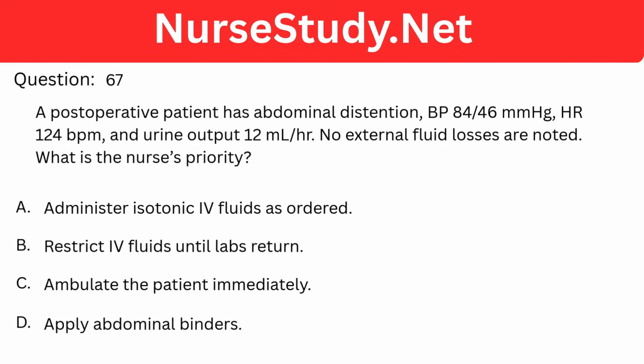Question 67. A postoperative patient has abdominal distension, blood pressure 84 over 46 millimeters of mercury, heart rate 124 beats per minute, and urine output 12 milliliters per hour. No external fluid losses are noted. What is the nurse's priority? A. Administer isotonic IV fluids as ordered. B. Restrict IV fluids until labs return. C. Ambulate the patient immediately. D. Apply abdominal binders.